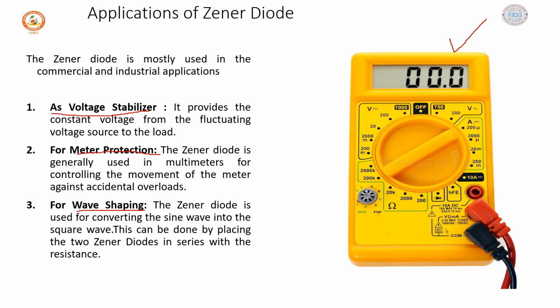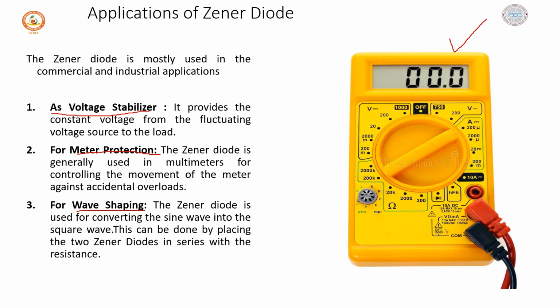So coming to the first application of a zener diode, a zener diode can work as a voltage stabilizer because it provides constant voltage from the fluctuating voltage source to the load. In the TV and fridge stabilizers, we make use of a zener diode so that there is no breakdown in the current whenever there is a negative reverse current in the diode. Stabilization is obtained in the voltage despite fluctuations.